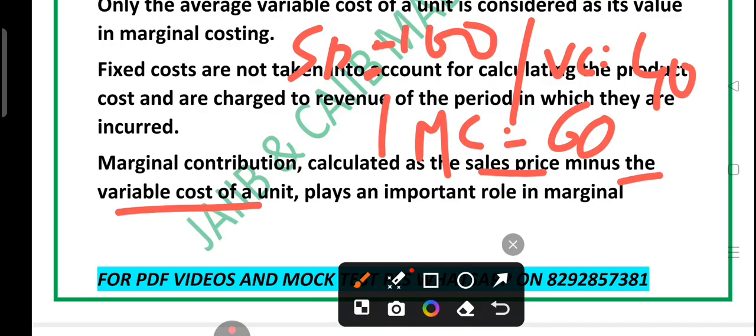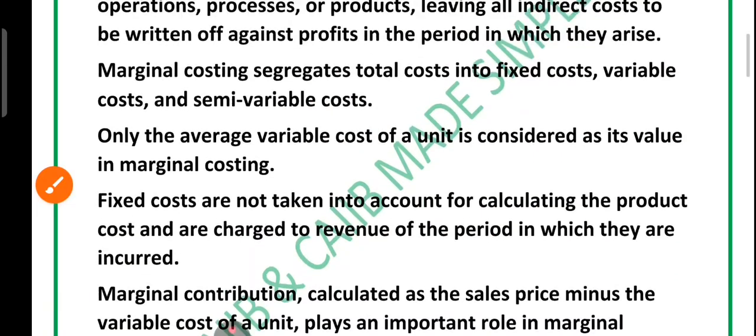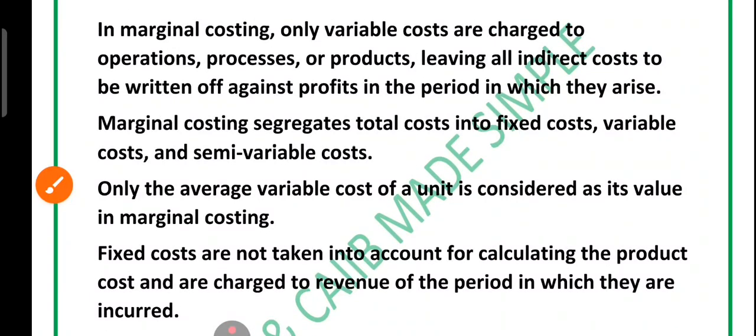So to summarize what we have covered in these two slides: I told you that marginal costing helps managers by focusing on the extra cost of making one more unit, charging only variable cost to produce, treating the fixed cost as a period expense, and using marginal contribution to guide decisions. It is simple, practical, and very useful in day-to-day business choices.